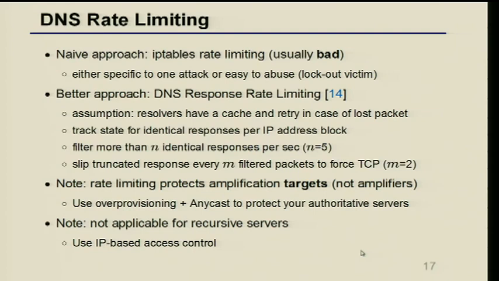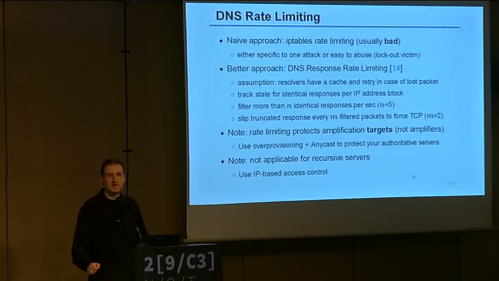And the assumption of DNS response rate limiting is that the resolver has a cache, so the legitimate resolver won't ask 10 times a second the same query, it will cache it. And also, when one packet is dropped, the resolver will retry a couple of times, let's say 3 times, and then it will give up. So what do you do with DNS response rate limiting?